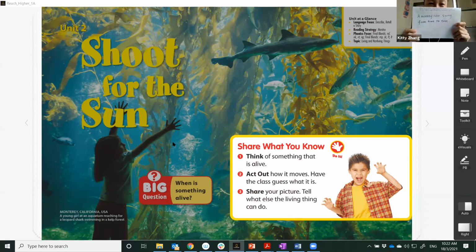So what I did is swing. A monkey can swing from tree to tree. Perfect. But it cannot swim. It can't swim. Okay, all right, very good. Okay, thank you very much, Kitty.